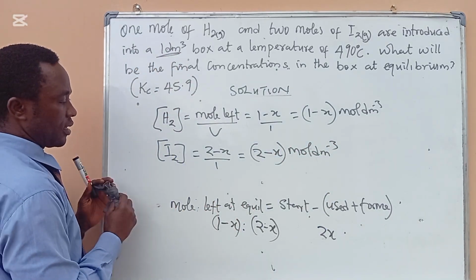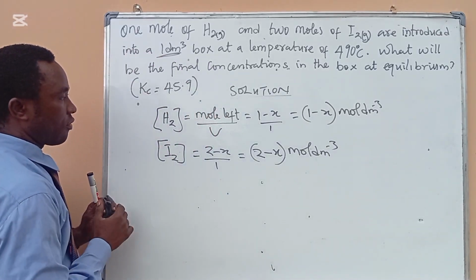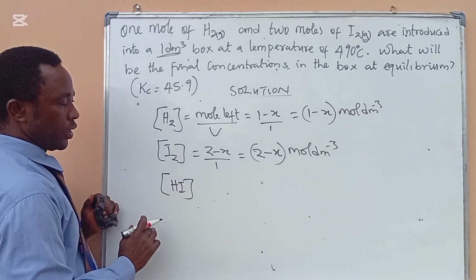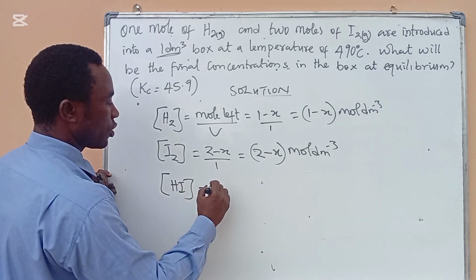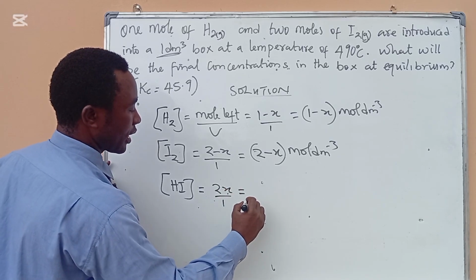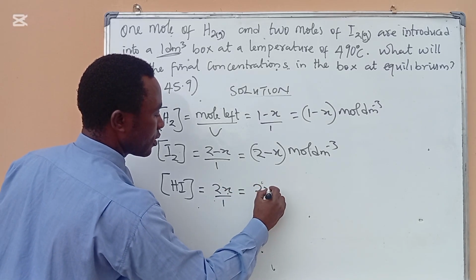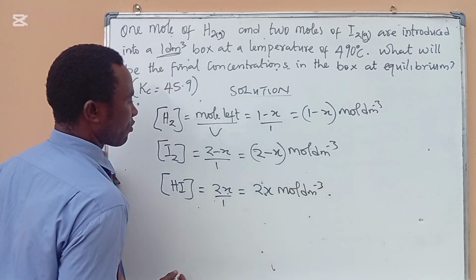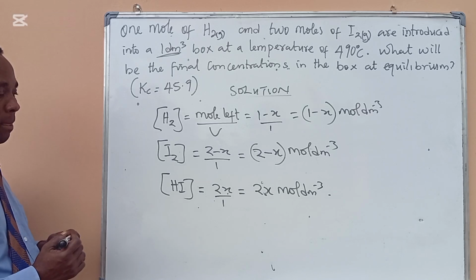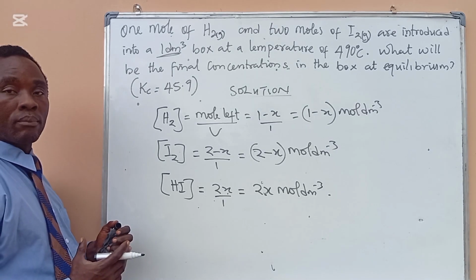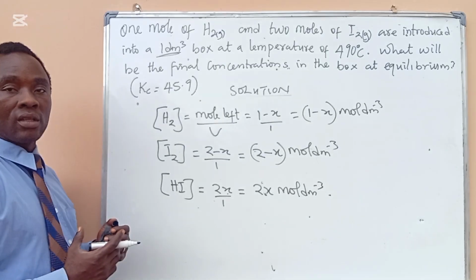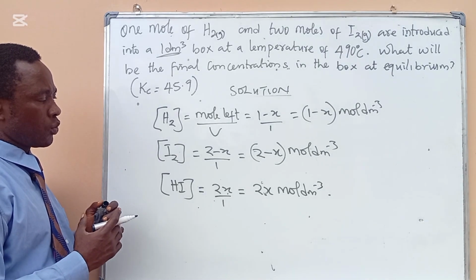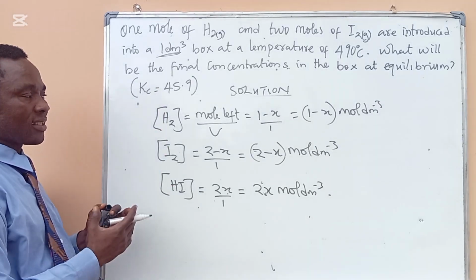Then we'll get the concentration of hydrogen iodide. The concentration of hydrogen iodide at equilibrium will be equal to 2x divided by 1, and that will be 2x mole per dm cube. So we have gotten the concentrations at equilibrium. If we have the concentrations at equilibrium, then it is easy for us to get the amount of each of them that is present at equilibrium. We can get the concentration present at equilibrium.